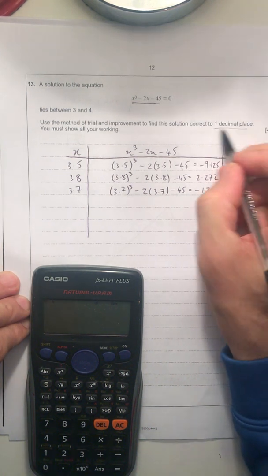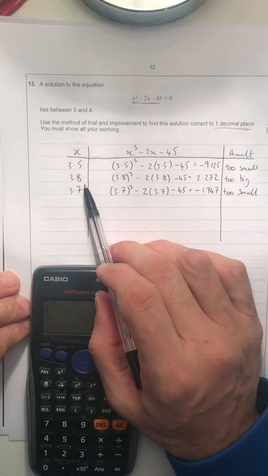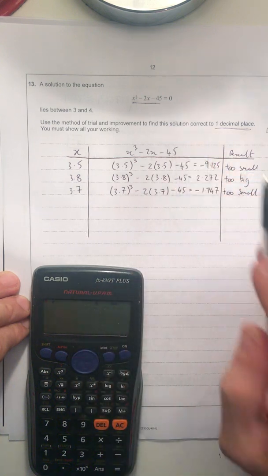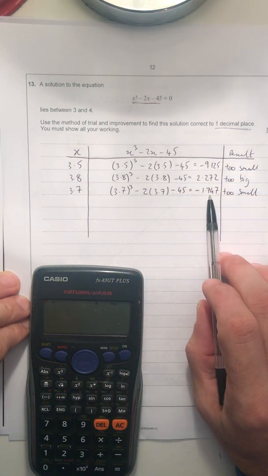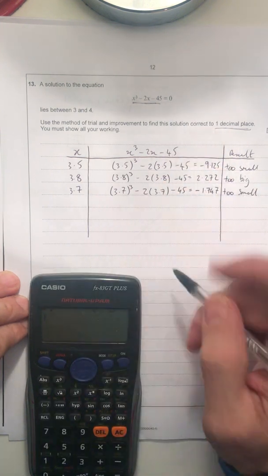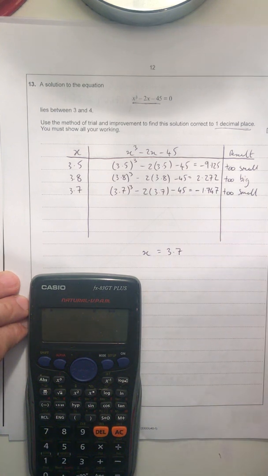Right, I'm only giving my answer to 1 decimal place, so both of these are 1 decimal place. So what I could do, really, my answer is the one which is closest to 0. So if you can see here, minus 1.7 is closer to 0 than 2.27. So my answer is actually x equals 3.7. But if you just do that, you won't get full marks.